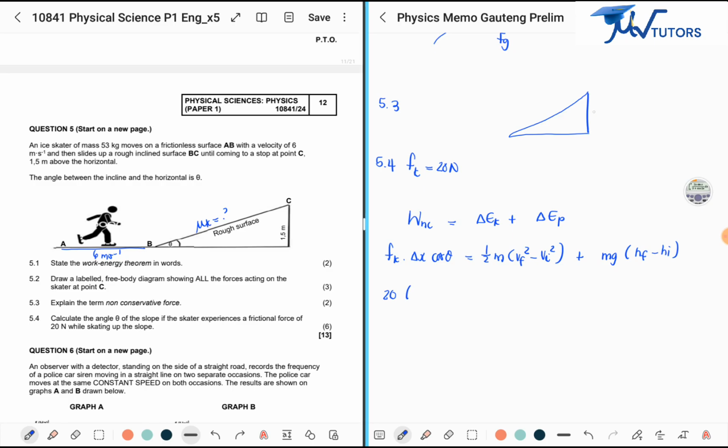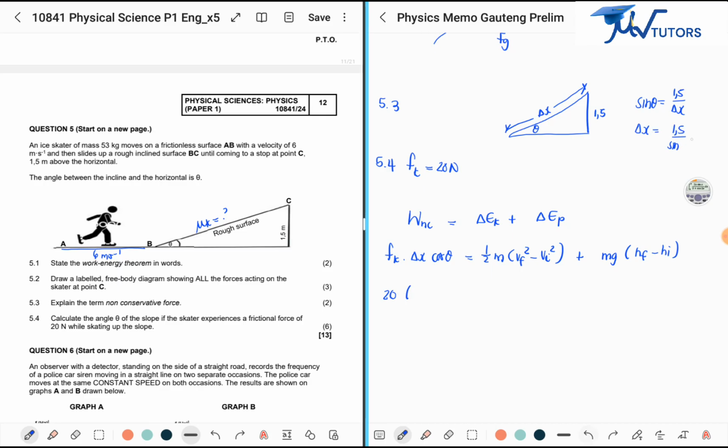Okay, so we have 1,5 there, right? And we have theta there. So this will be my delta X. So what can I use there? I'm going to use sine. So sine theta will be equal to 1,5 over delta X. Therefore, delta X is equal to 1,5 divided by sine.